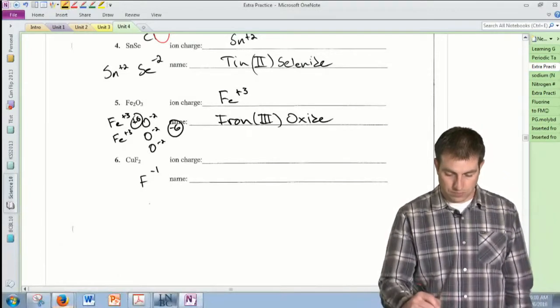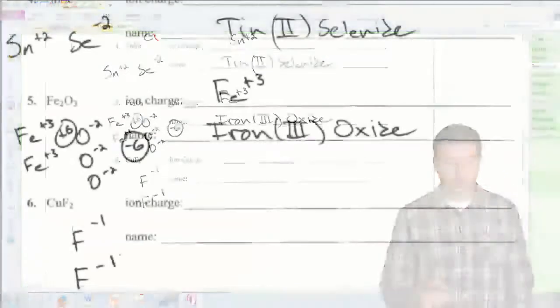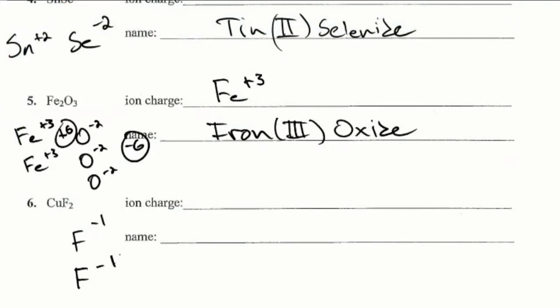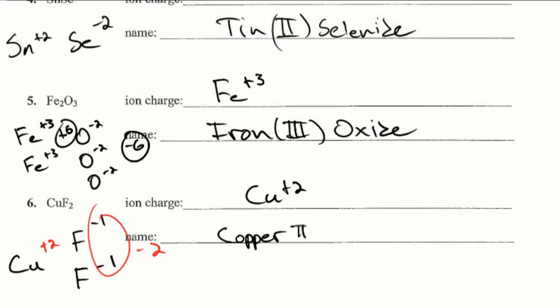The last one, CuF2. I have 1 fluorine, 2 fluorines. They each have a charge of -1, always. Fluorine, my non-metal, never changes. I have 1 copper. It has to balance out the charge of -2, so it's going to be +2. So that's going to be copper(II) fluoride.